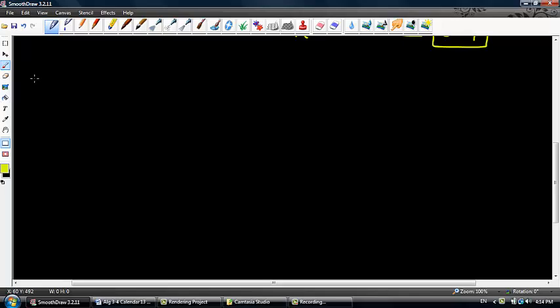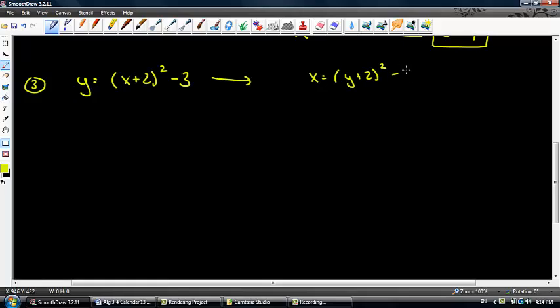Why don't we do another one? Say, in example 3 here, y equals quantity x plus 2 squared minus 3. Let's go and switch x and y. So I get x equals y plus 2 squared minus 3. Let's go ahead and solve for y. So x plus 3 equals y plus 2 quantity squared.